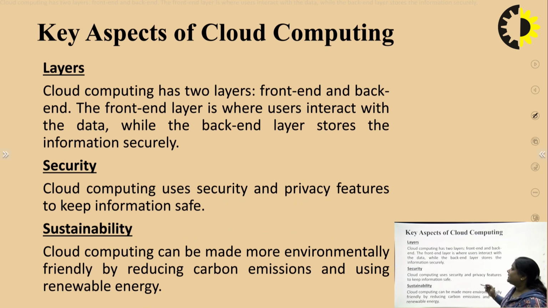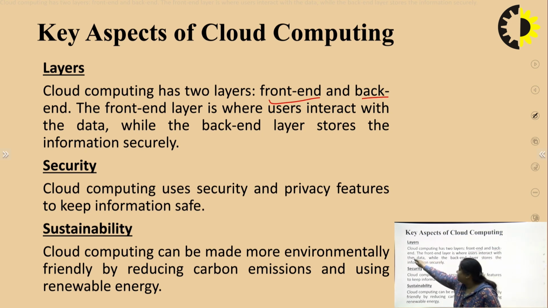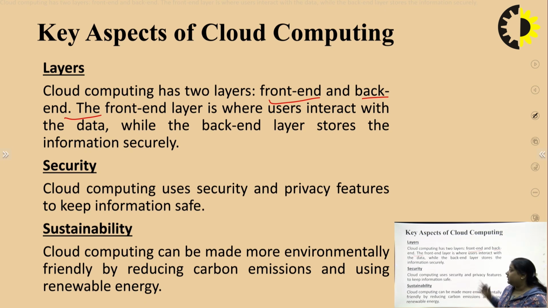Now the next one is the layers. Cloud computing has two layers, front end and back end. What does front end mean? Front end is where the users or clients directly interact with the data, that is the user interface. And the back end is where all the functionalities and the database reside. In this layer all the processing and storage of data takes place.